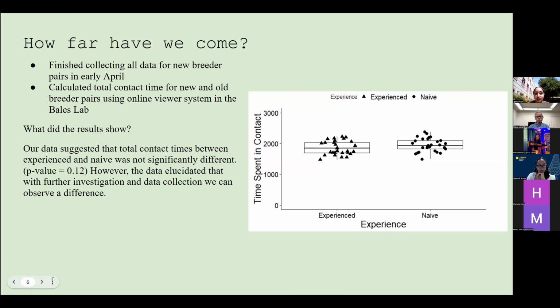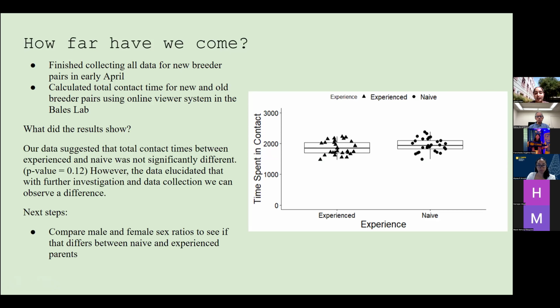However, the data did elucidate that if we did further investigation, we could potentially observe a trend and maybe a potential difference. So the next step is to still use the same data that I already have, but maybe compare male and female sex ratios. Maybe we'll see a difference between the experienced parents and the new parents.